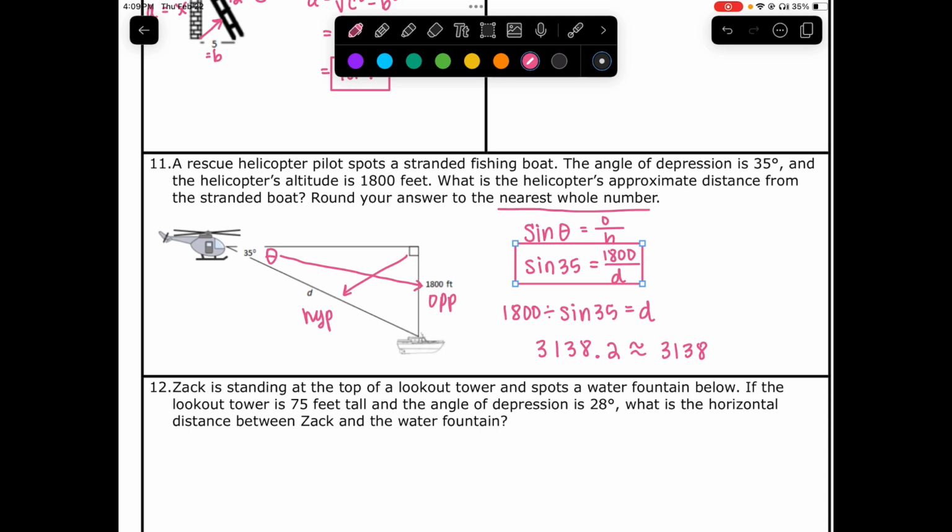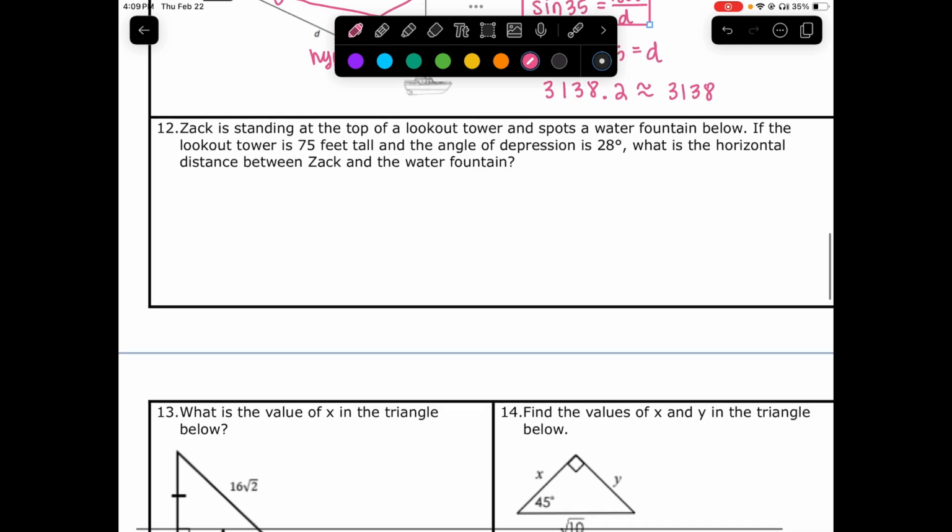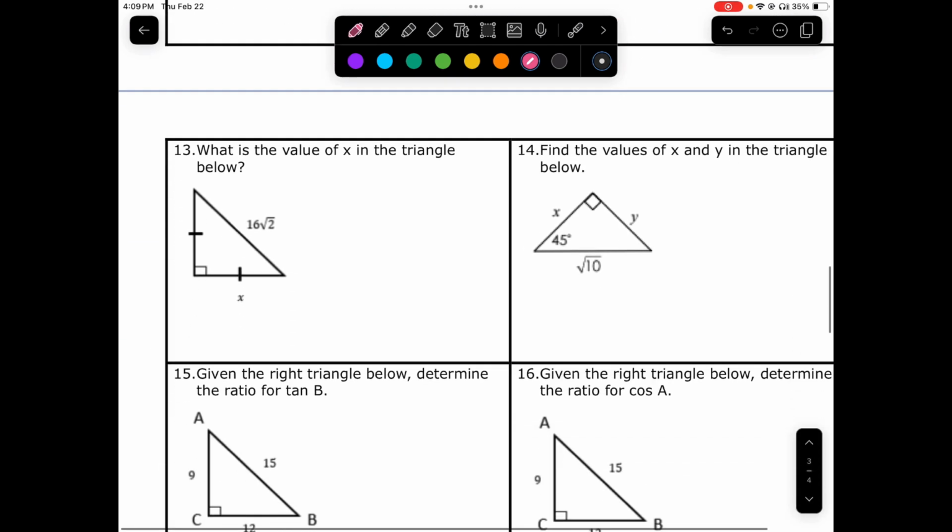All right, number 7. I'm sorry, why do I keep saying number 7? So weird. Number 12. All right, now let's look at number 13.